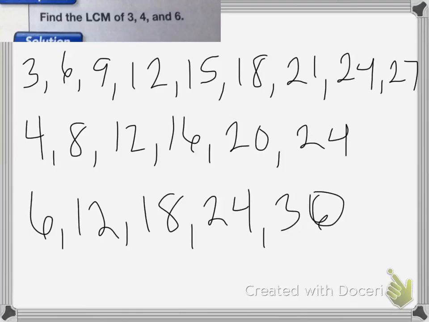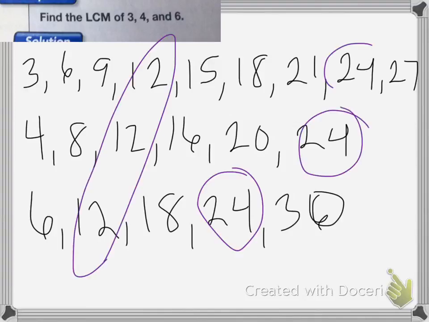Okay, so I'm going to circle the common multiples. Those are the numbers that they all go into. So they all go into 12, and they all go into 24. So the least common multiple is the smallest number that all three go into, which in this case is 12.